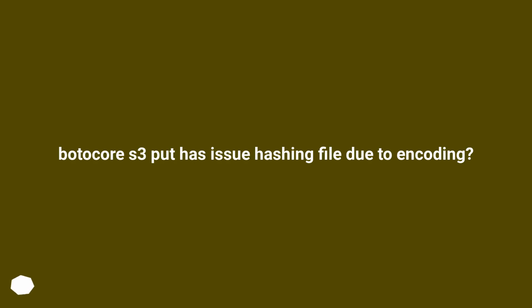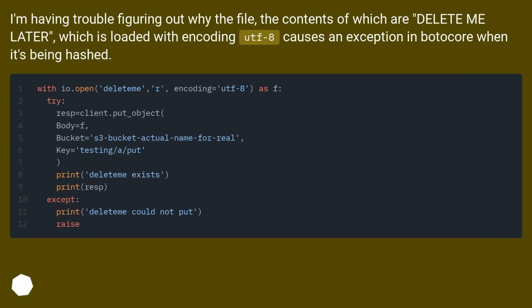Botocore S3 has an issue hashing a file due to encoding. I'm having trouble figuring out why the file, the contents of which are "delete me later", which is loaded with encoding UTF-8, causes an exception in botocore when it's being hashed.